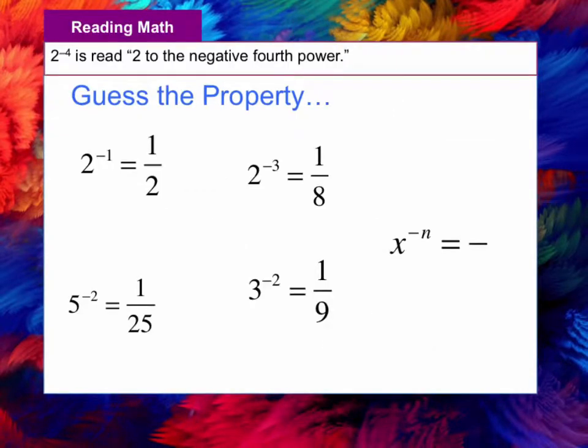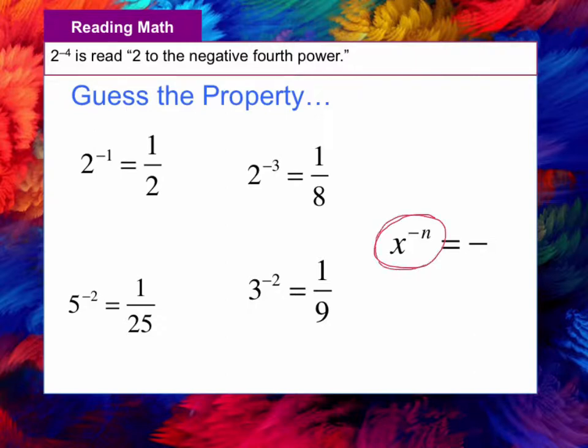Okay, just a reminder, when you are reading math, here's a way to help you read it when there's something to the negative power. 2 to the negative 4 is read 2 to the negative 4th power. And we can never have a negative exponent, so we always have to make it positive. And here are some examples of negative exponents and their answers. You're supposed to guess the property, but like I said, this is a review, so I'm going to let you know what the property is.